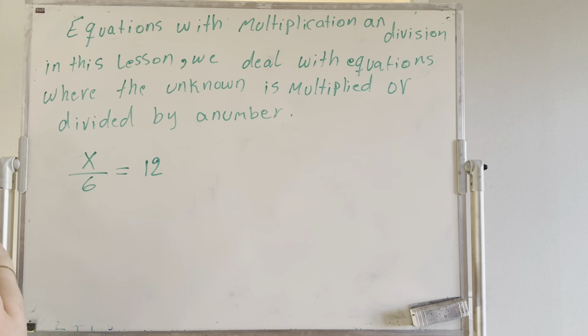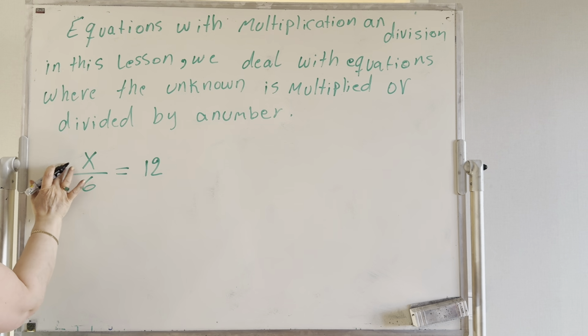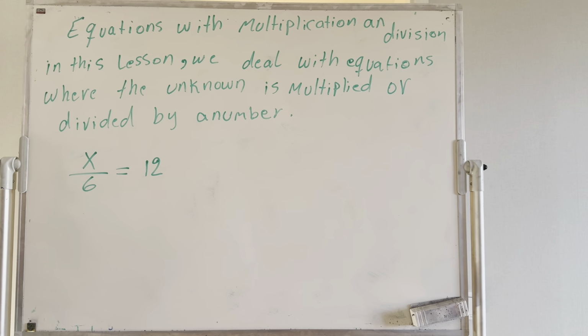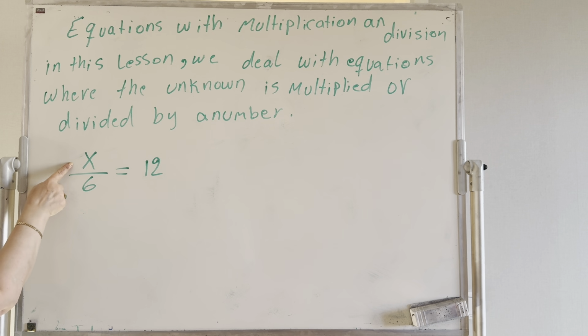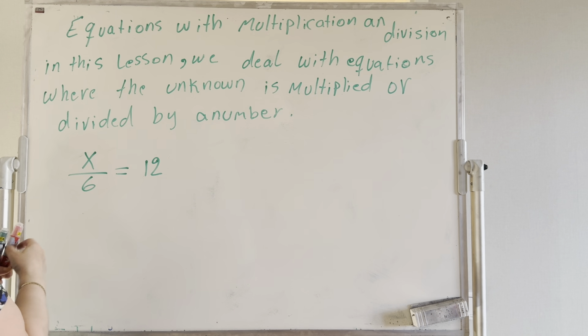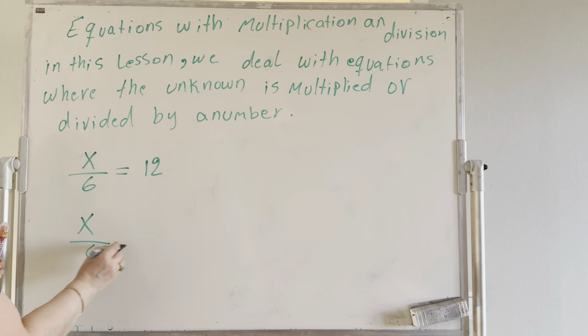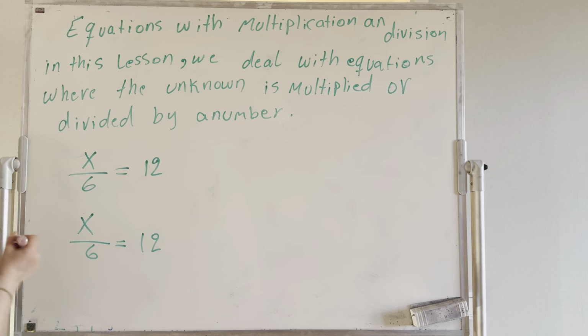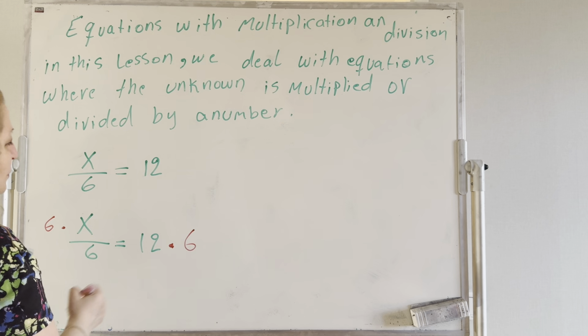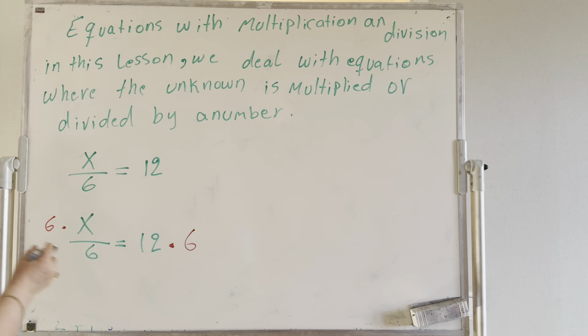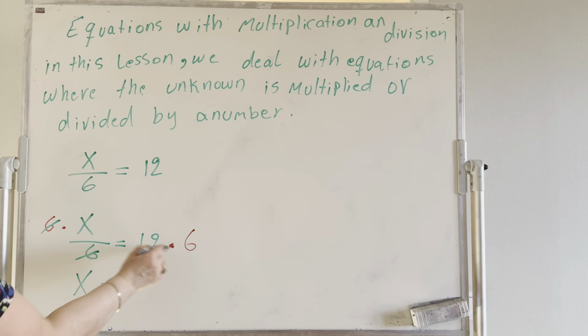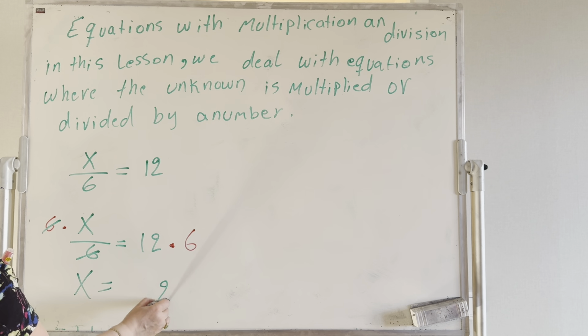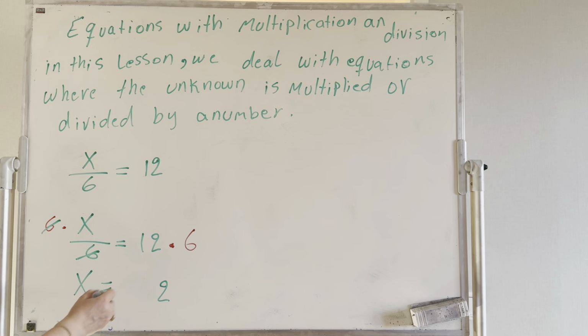I will multiply both sides. The opposite operation here is multiply, because I have x divided by 6 equal 12. Multiply the first side by 6 and the other side by 6. Shorten here, x equal 6 times 12, which is 72. So x equals 72.